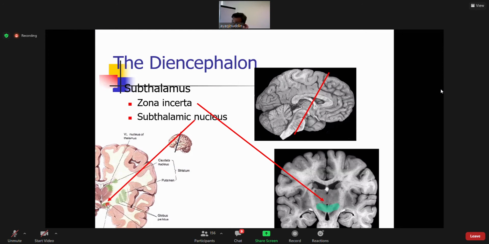Again, in this diagram also it is very clear. You can see the thalamus here. This is the internal capsule. This is the substantia nigra. So just above the substantia nigra, below the thalamus, this is the area which we are talking about, which is the subthalamic nuclei.